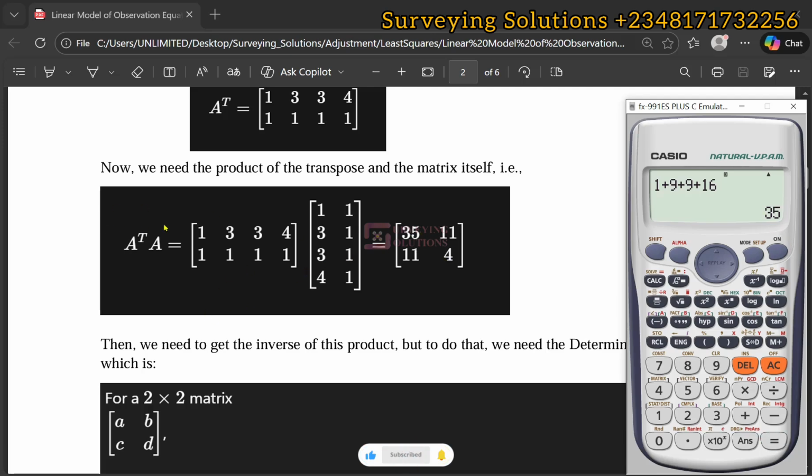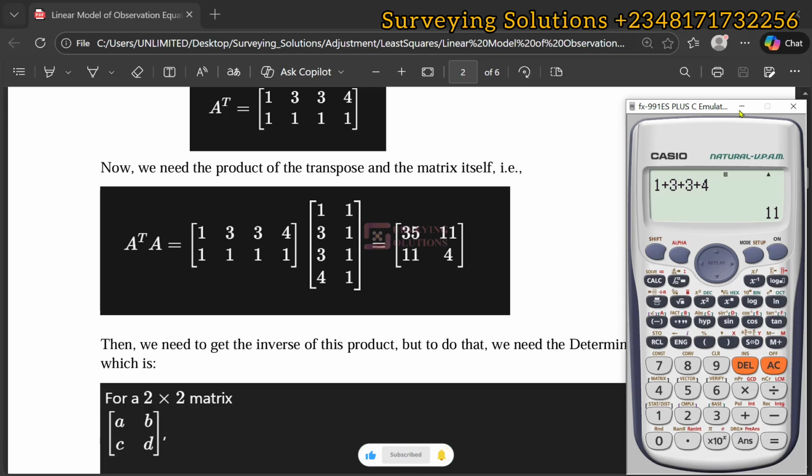So you do the same thing for this first row and this second column, right? Good. So this will now be 1 times 1, which is 1, plus 3 times 1, which is 3, plus 3 times 1, which is 3, and then plus 4 times 1, which is 4. Right, good. So that's 11. So that's how you multiply matrices. This multiplied by this multiplied by this. You come down to the second row, multiplying the first column, second row multiplying the second column, and then you have the elements. Right, good.